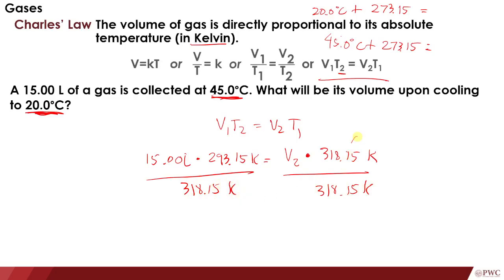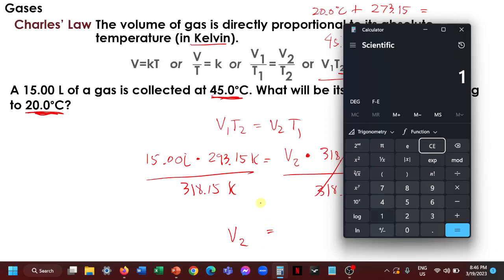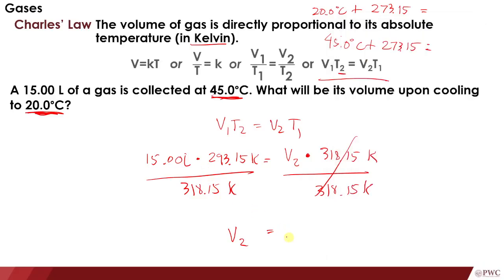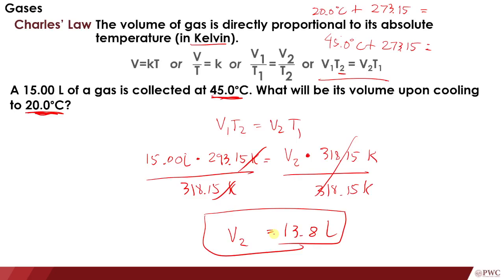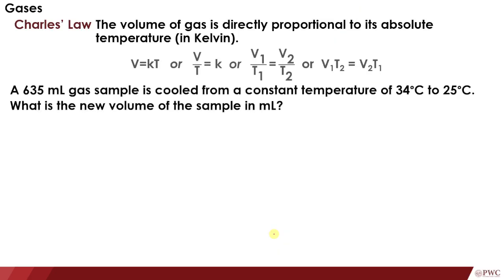What's left here is V2 is equal to, then you just need to solve this one: 15 times 293.15 divided by 318.15, and so we have 13.8. What's left here is liters, so we have 13.8 liters. That's the answer for this item.